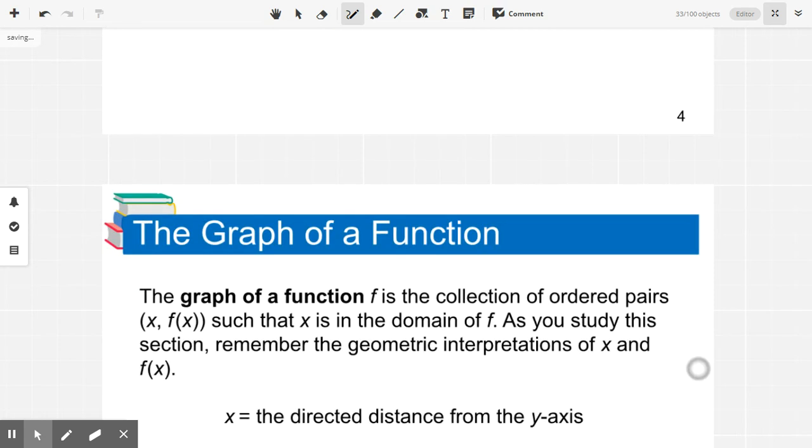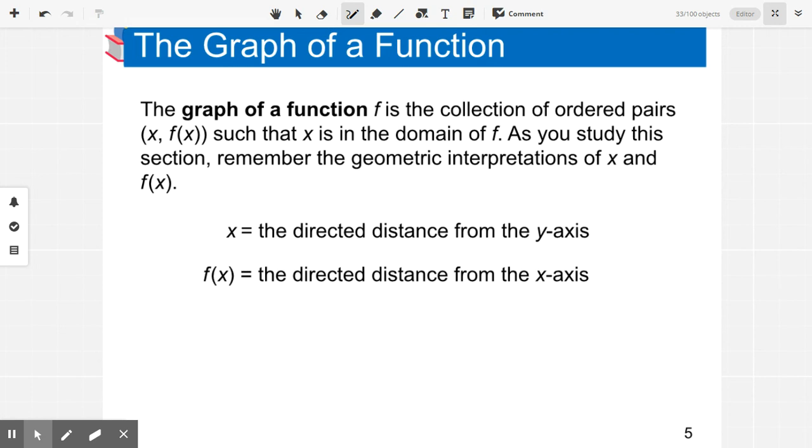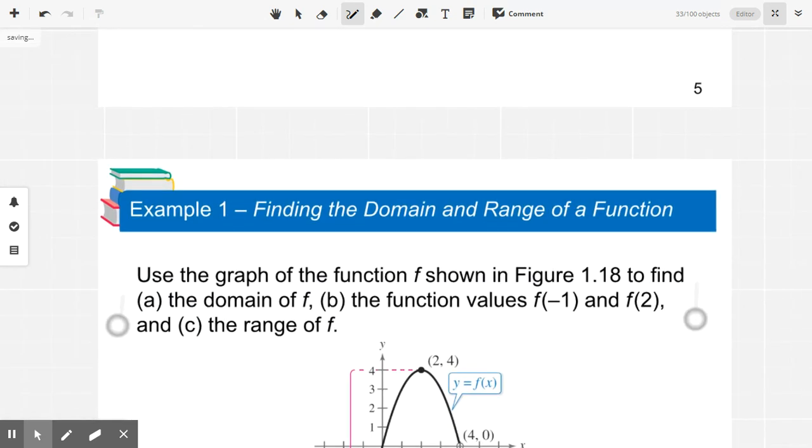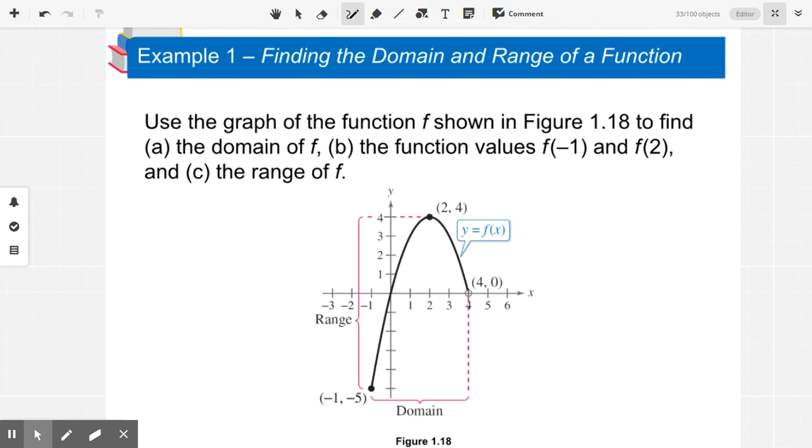Looking at the graph of a function, we really talked about this last time, so I'm not even going to go through that. What we're talking about is using the graph of a function to find the domain of f. Remember, the domain is how far this graph stretches on the x-axis. We want to find the function values of f(-1) and f(2) using the graph rather than an equation.